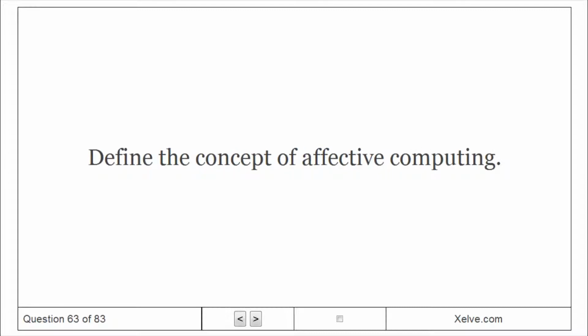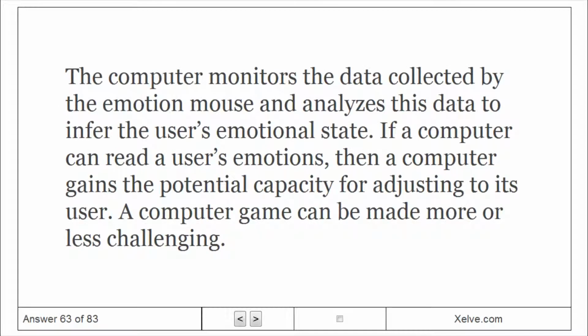Define the concept of affective computing. The computer monitors the data collected by the emotion mouse and analyzes this data to infer the user's emotional state. If a computer can read a user's emotions, then a computer gains the potential capacity for adjusting to its user. A computer game can be made more or less challenging.